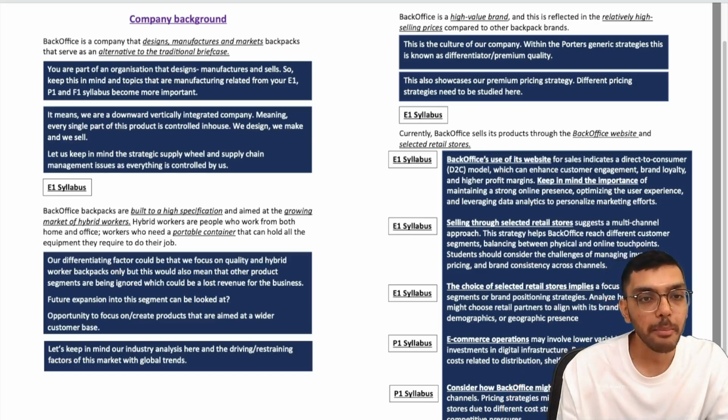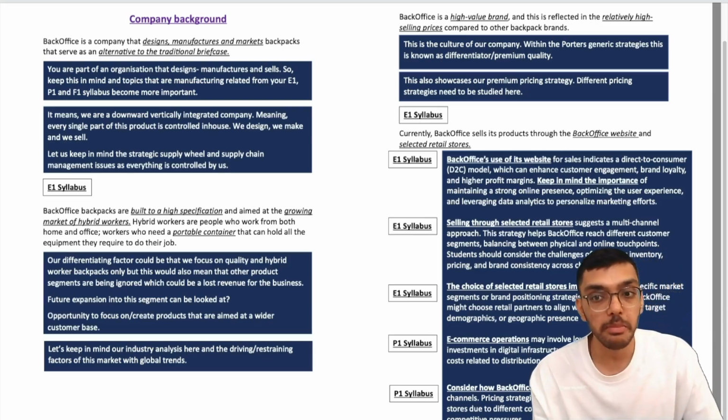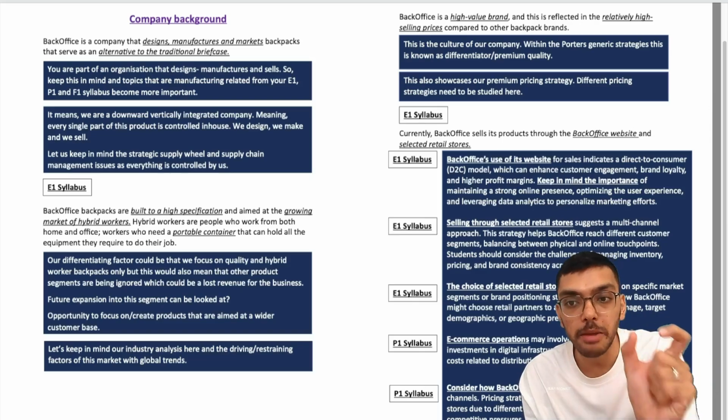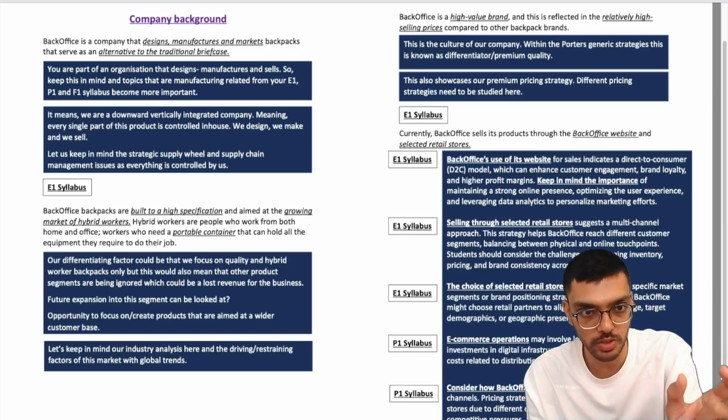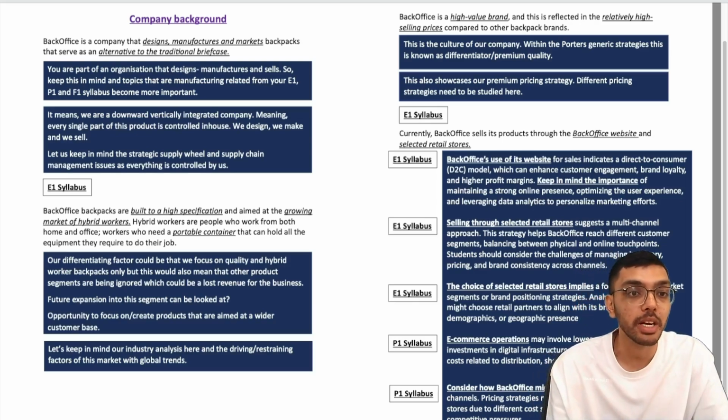Now, BackOffice backpacks are built to a high specification and aimed at the growing market of hybrid workers. So they are aimed at the growing market of hybrid workers. It's a niche focus. We are focusing on one aspect of the market, which is hybrid workers.